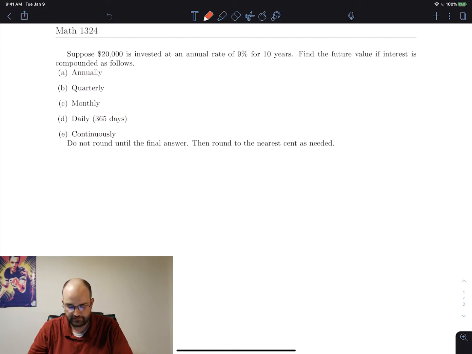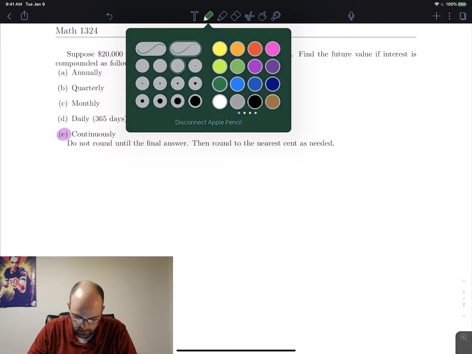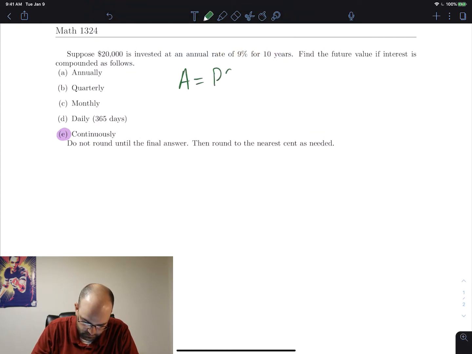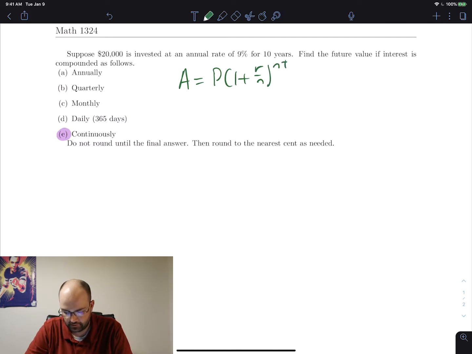In this question, we have, suppose $20,000 is invested at an annual rate of 9% for 10 years. Find the future value if interest is compounded as follows. Now notice that we've got several different things. We've got annually, quarterly, monthly, daily, and continuously. Now the continuously is actually going to be a bit special. But these four are really not that bad. They're actually all the same formula. Still just this formula for all of those.